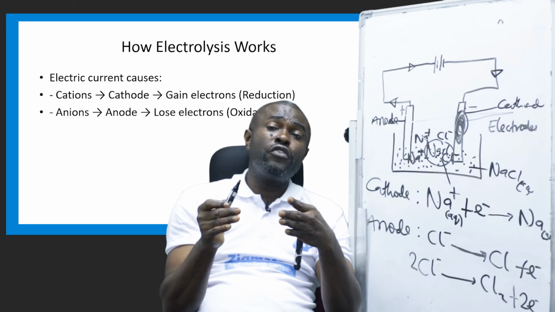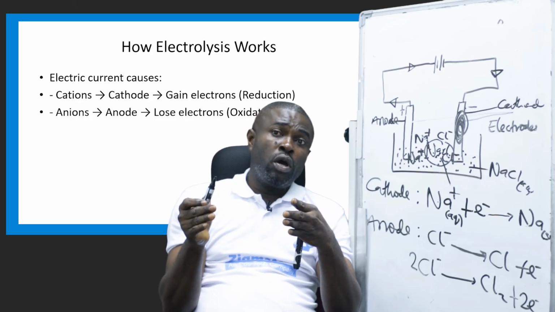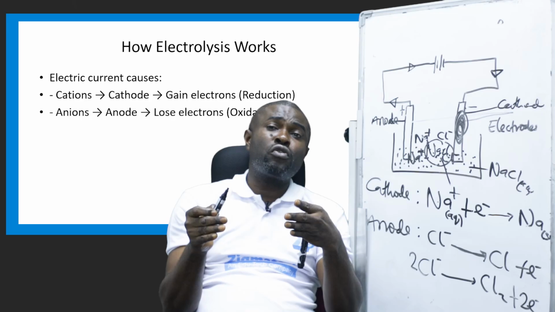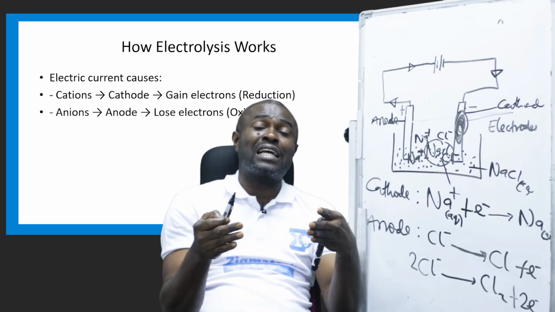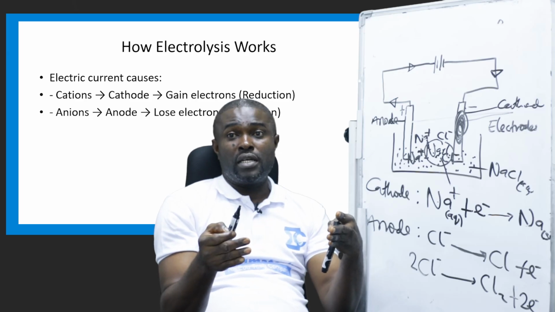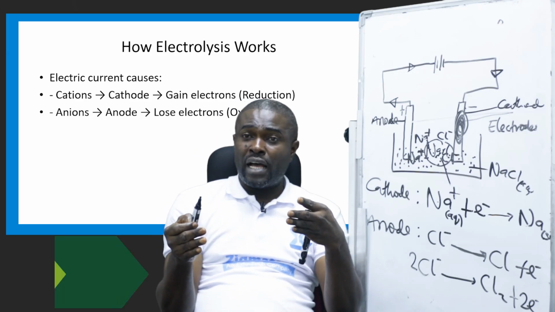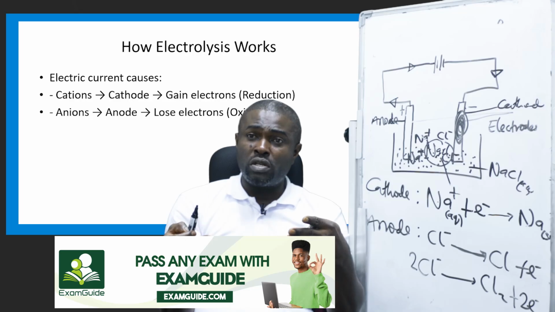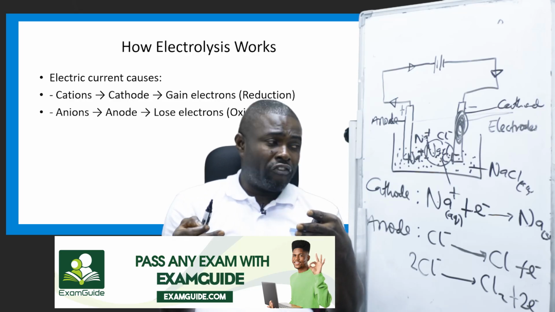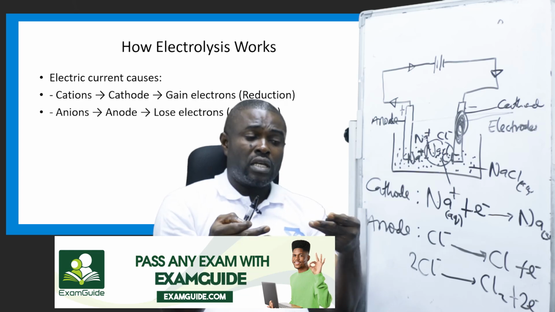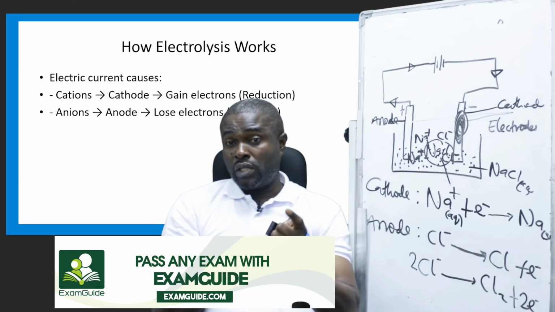We shall move into the next section where we'll pick 4 to 5, 6 electrolytes and analyze what happens at the cathode and the anode. Then at the end of that, we are going to have questions we shall answer in order to find out if we have actually understood this topic.